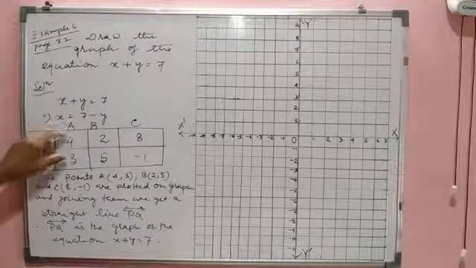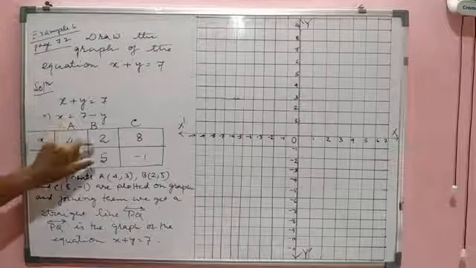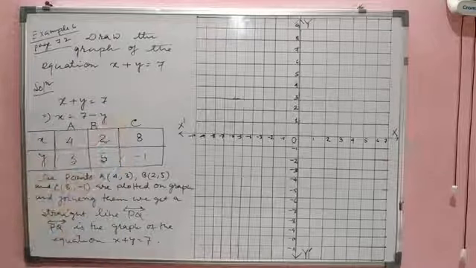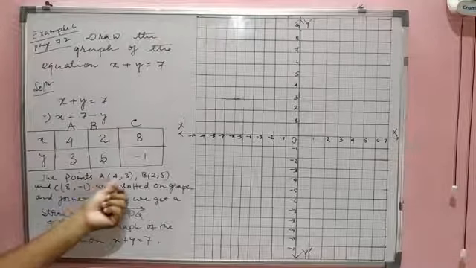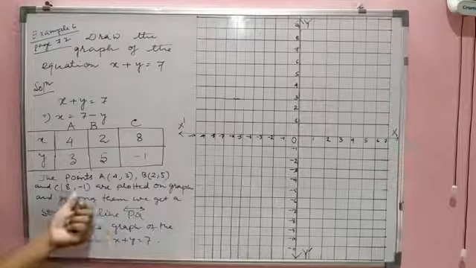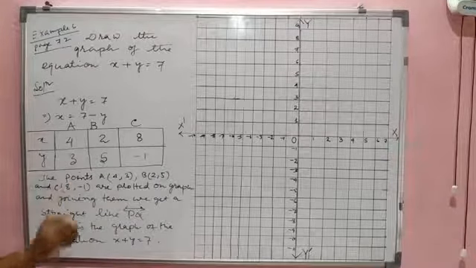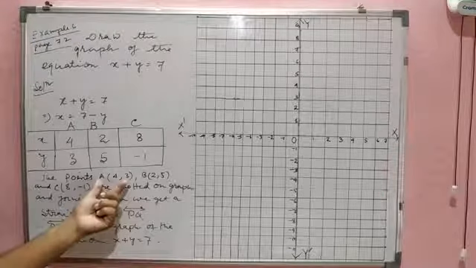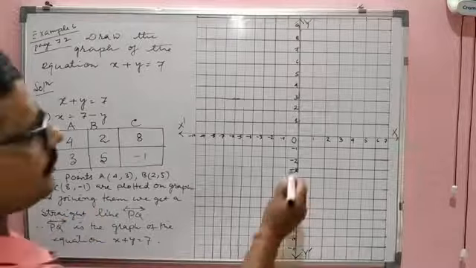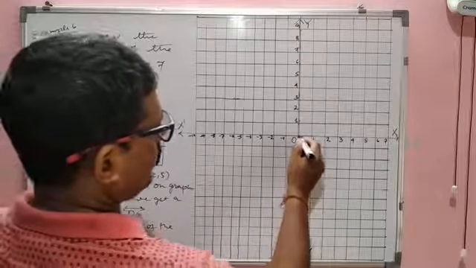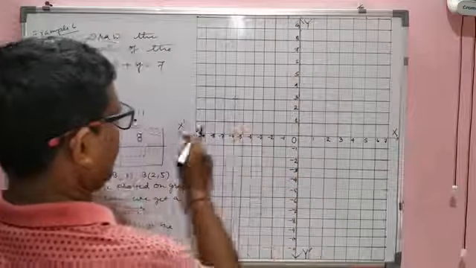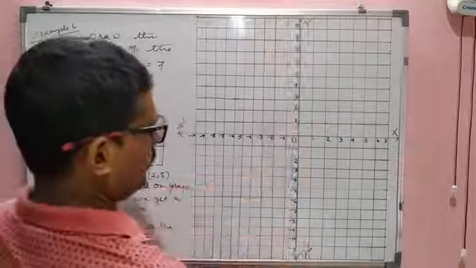And let us suppose this pair of solution is named as A, this pair of solution is named as B, this pair of solution is named as C. A 4, 3, B 2, 5 and C 8, minus 1. So all these points let us plot on the graph paper. Here 0, origin is this one, this is x axis, this is y axis, X O X dash, Y O Y dash.